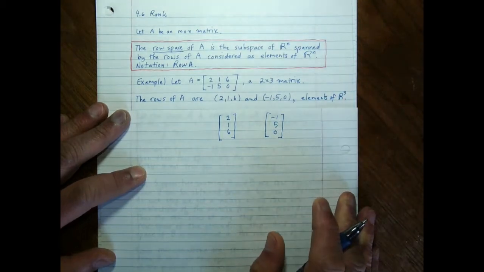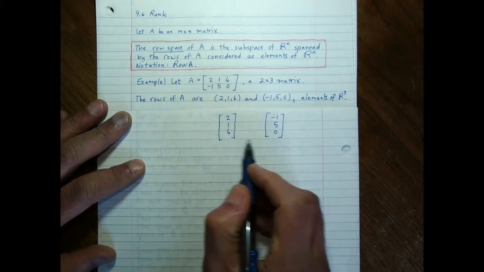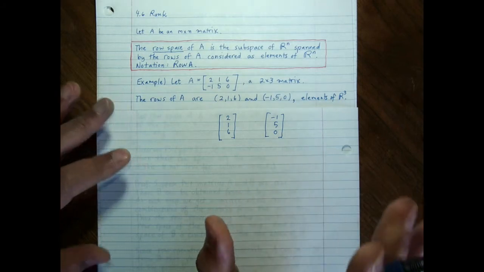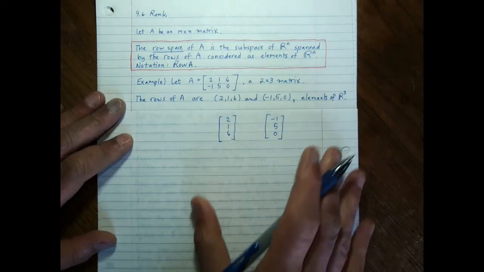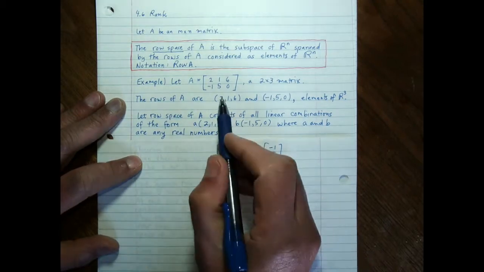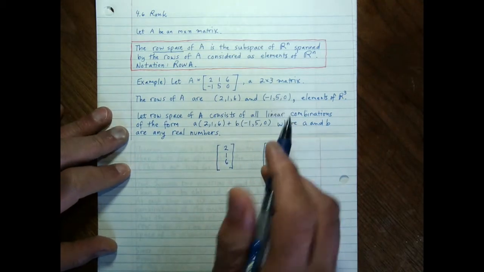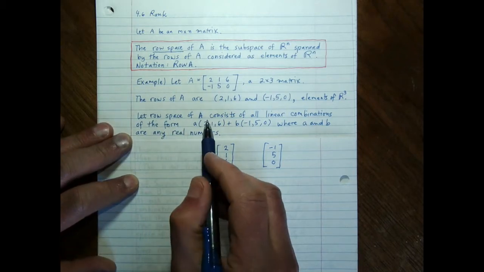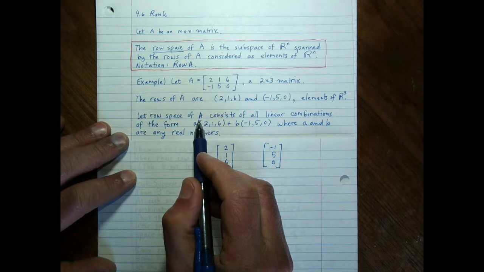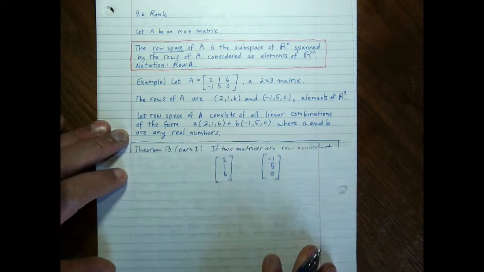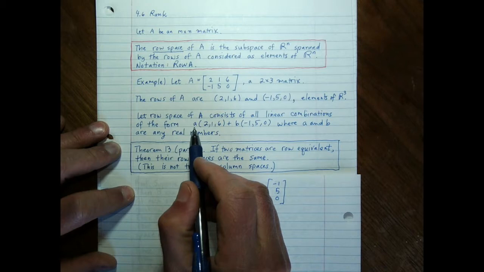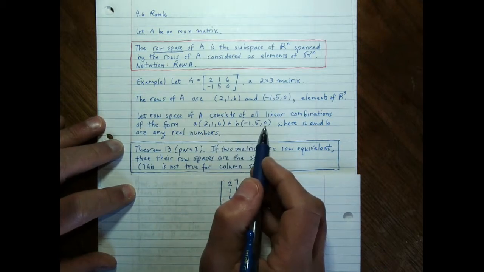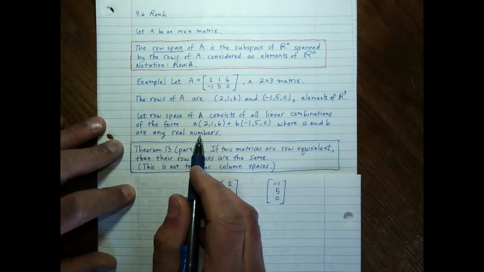But if we start writing the rows as column vectors, we're going to get the rows and columns all mixed up, and it just leads to a lot of confusion. So just to keep life easier, we're going to always leave rows written in this horizontal format. So what we mean by row space is, for this matrix A, all linear combinations of the form a scalar a times (2, 1, 6) plus a scalar b times (-1, 5, 0), where a and b are any real numbers.